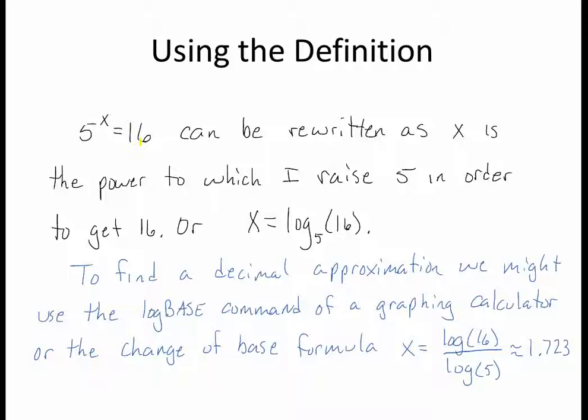in order to get 16. In log notation, remember all the logarithm is just an exponent. So this is x is the power to which I raise 5 in order to get 16. In order to find a decimal approximation of this particular logarithm, we could use the log base command of a graphing calculator, or just use the change of base formula, remembering that it's log of 16 divided by log of the base. Log of the base goes in the denominator as the base is already written a little lower. Our decimal approximation will be 1.723.